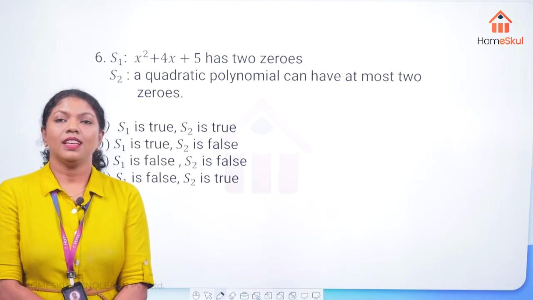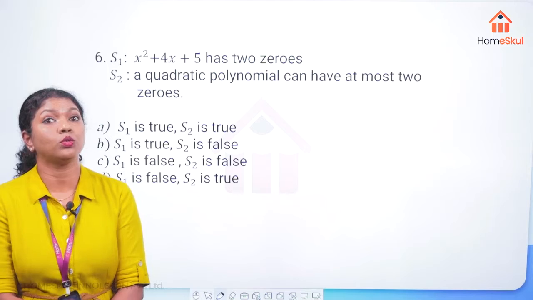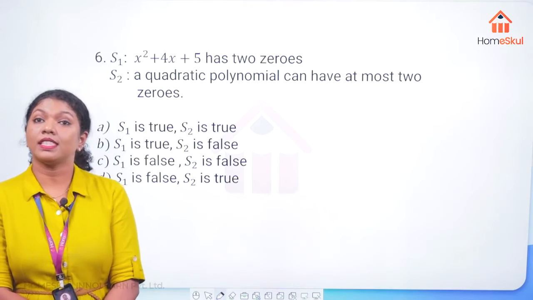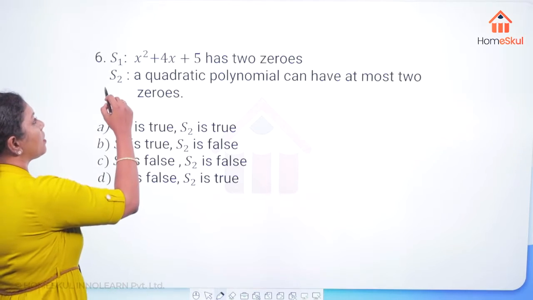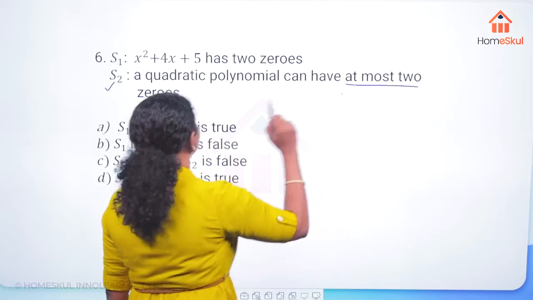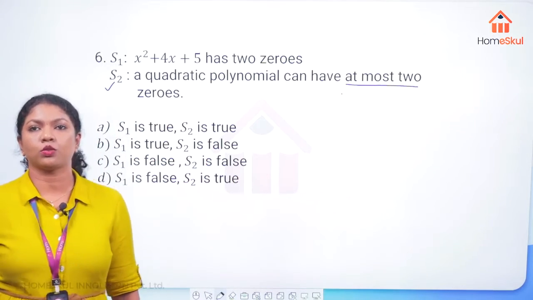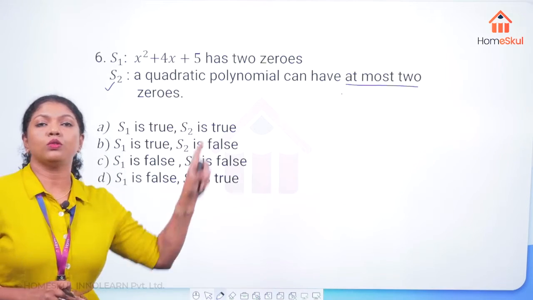Yes, ma'am. We learned that it is not necessary that it should always have two zeros. If the statement was that it has at most 2 zeros, yes. Yes, the second statement is true. A quadratic polynomial can have at most 2 zeros. That is completely true. But before concluding this one, you need to check whether you have 2 zeros or not.